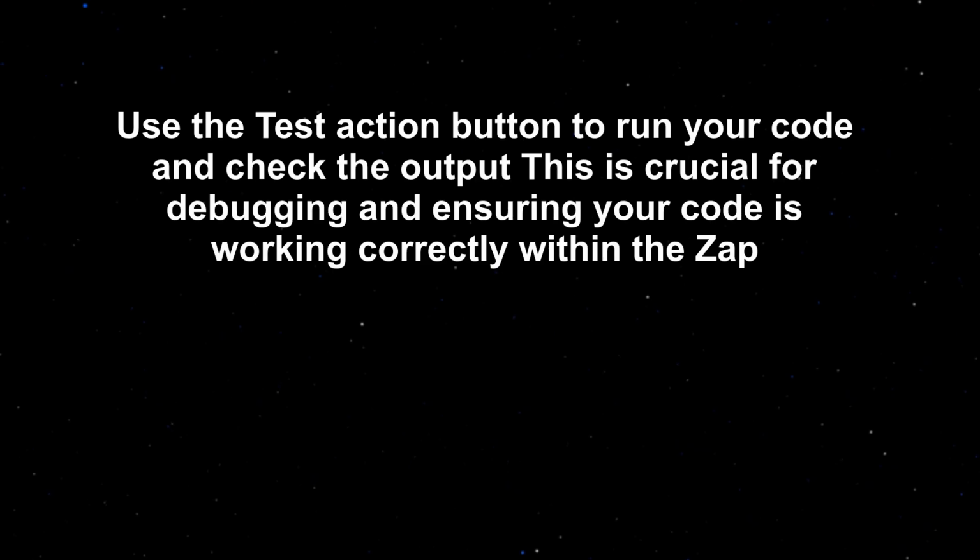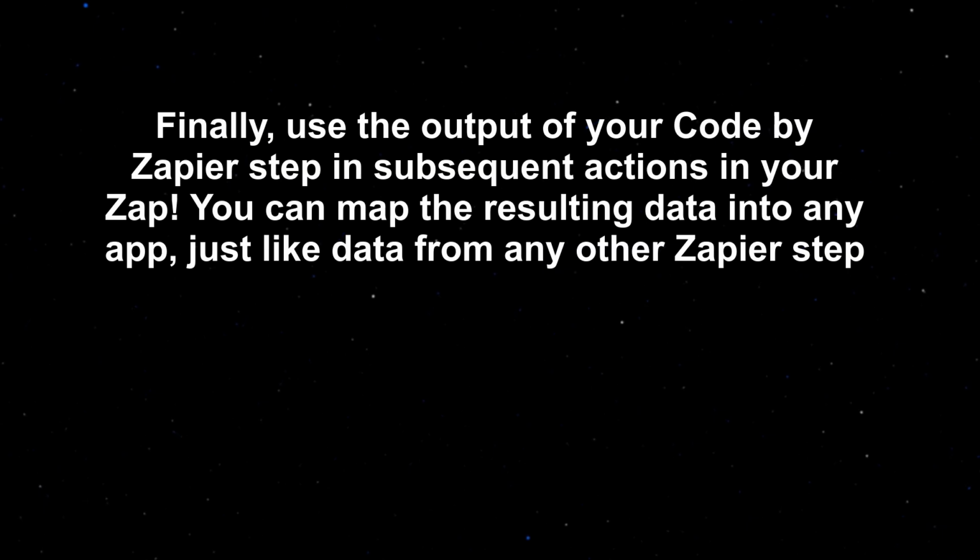Use the test action button to run your code and check the output. This is crucial for debugging and ensuring your code is working correctly within the Zap. Finally, use the output of your Code by Zapier step in subsequent actions in your Zap. You can map the resulting data into any app, just like data from any other Zapier step.